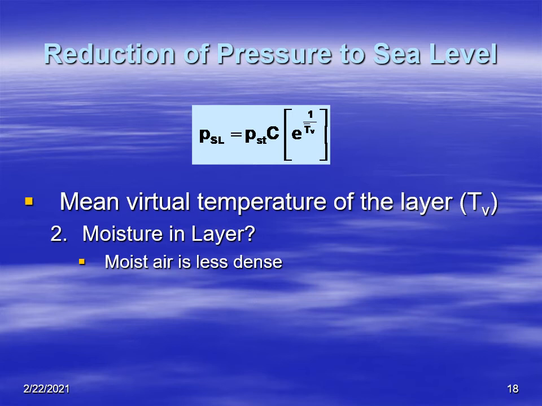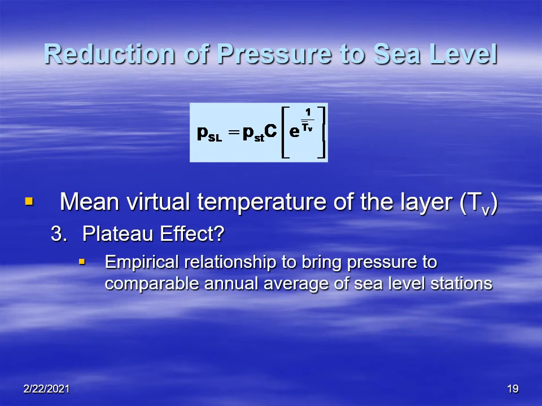Moisture in the atmosphere, in that layer below the station, is kind of hard to estimate. You know that moist air is less dense. Typically, they don't really account for moisture in that layer of air. And then finally, plateau effect: they found at elevations above 3,000 feet that over a period of time, sometimes the calculations of station pressure are different than similar pressures in the area. So they come up with an empirical relationship to bring the pressure to comparable annual averages of sea level stations.